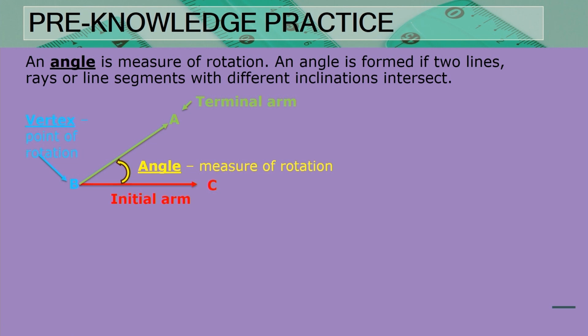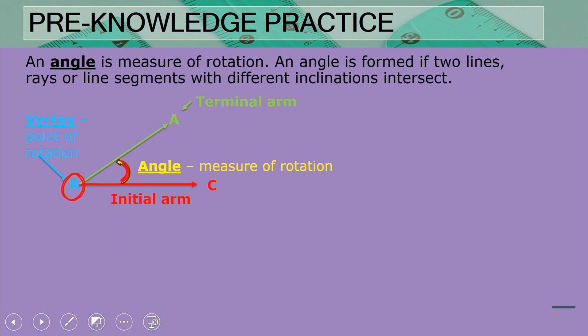So there we have an angle, and an angle here is defined as a measure of rotation. So an angle is formed if two lines, rays, or line segments with different inclinations intersect. As we can see there, we have an initial arm, and that initial arm then has a terminal arm. When that terminal arm rotates, it rotates there by the vertex, and that's how an angle is formed. So when the terminal arm moves from the initial arm and starts rotating at the vertex, it forms an angle. So that right there is an angle.